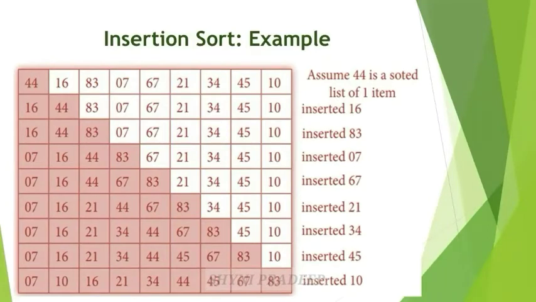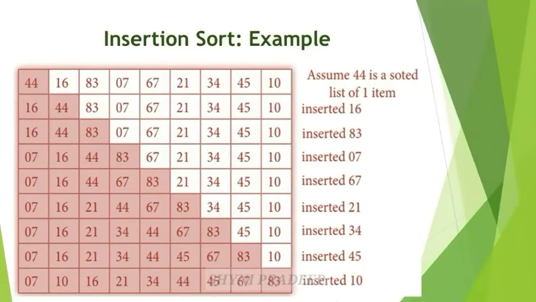After pass 5, insert the next element. The next element is what? 21. So compare this 21 with the sorted elements. 21 is greater than 16 and smaller than 44. So you have to insert this 21 between these two elements. So write 7, 16, next 21, next 44, 67, 83. So this is pass 6.